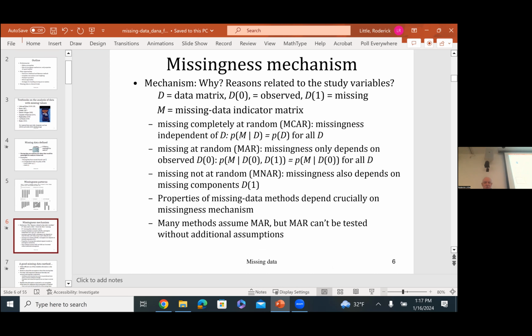Then there's the mechanism. So what do I mean by the missingness mechanism? Why a variable is missing, and in particular, are the reasons related to the study variables? That's the thing that really matters.